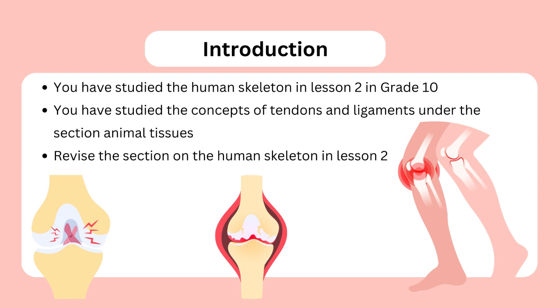Introduction. You have studied the human skeleton in Lesson 2 in Grade 10. You have studied the concepts of tendons and ligaments under the section Animal Tissues. Revise the section on the human skeleton in Lesson 2.